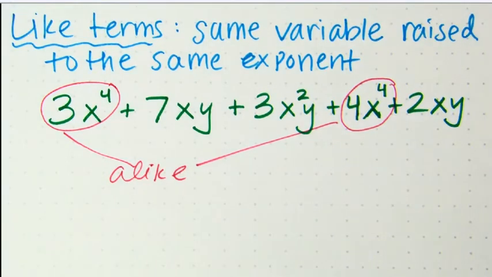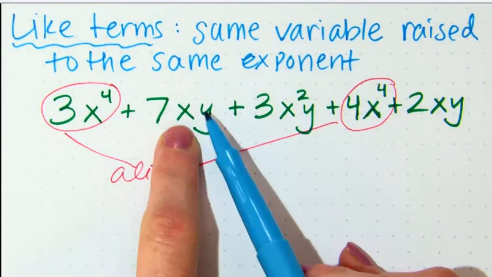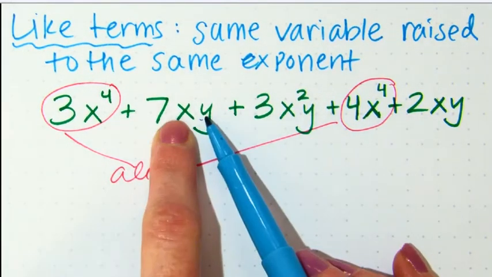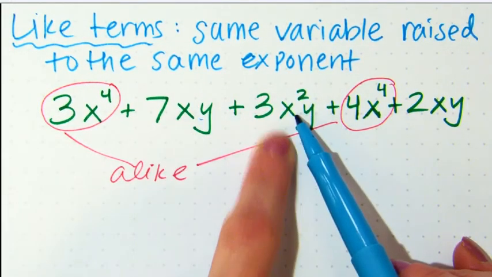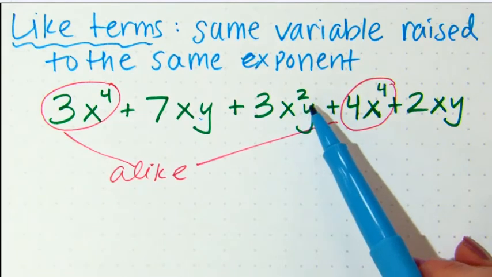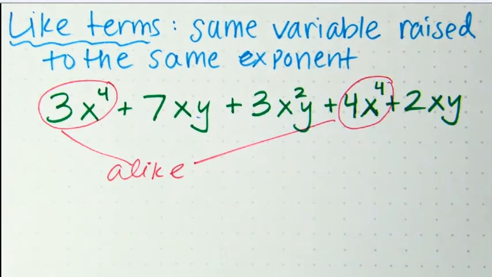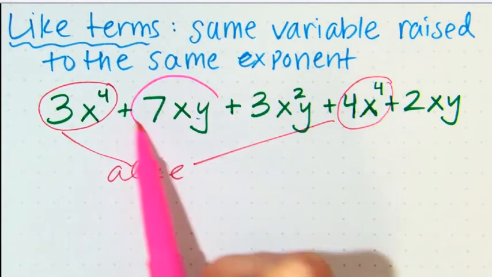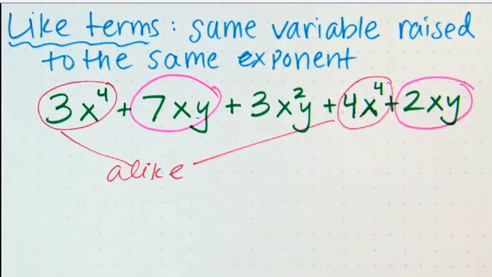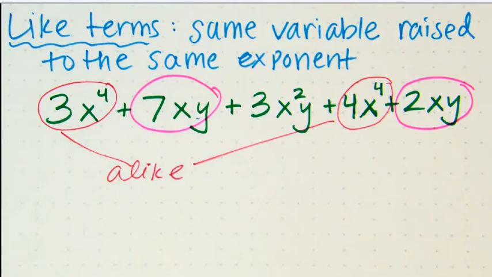Now, if you have multiple variables, each of those have to be raised to the same exponent. So I do have x's and y's here. However, this x is to the first power and this x is to the second, so they are not alike. It has to be the same exact variable with the same exact exponent. So 7xy would be like 2xy. Same variables, same exponents.